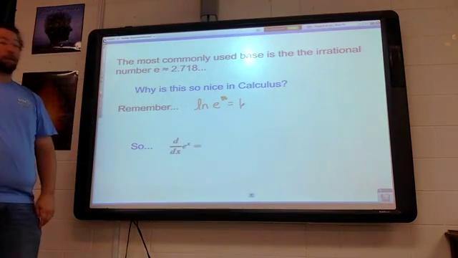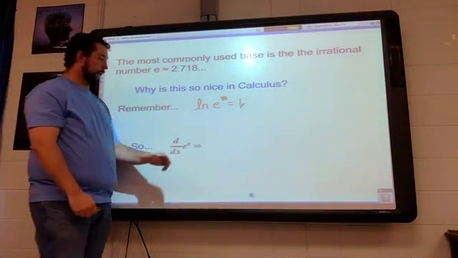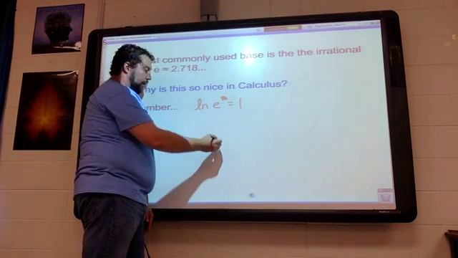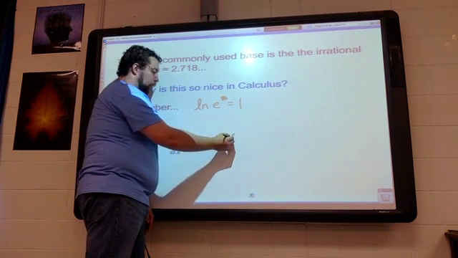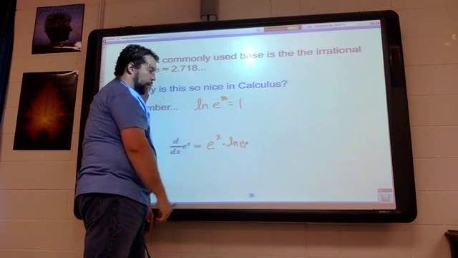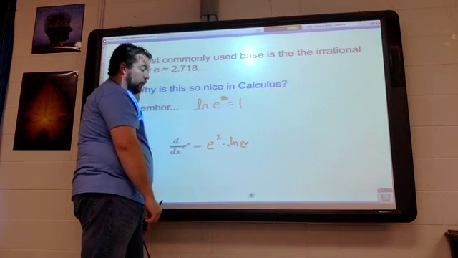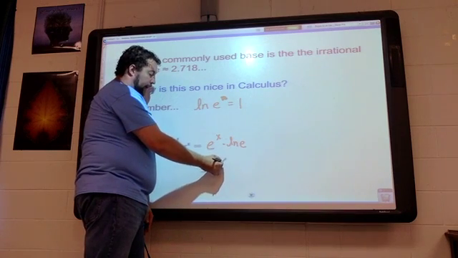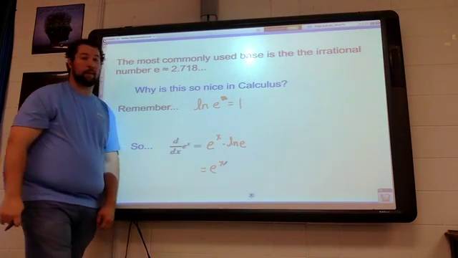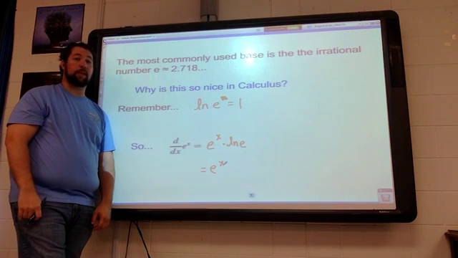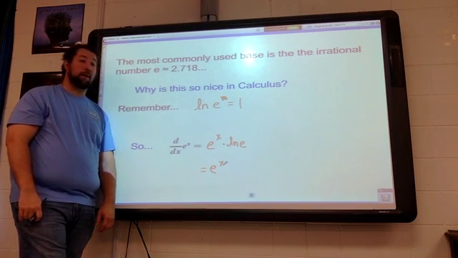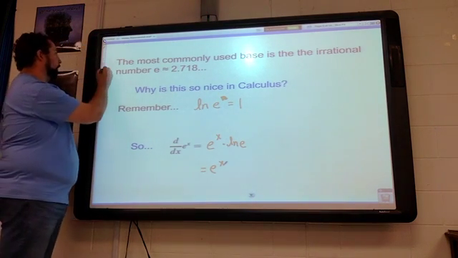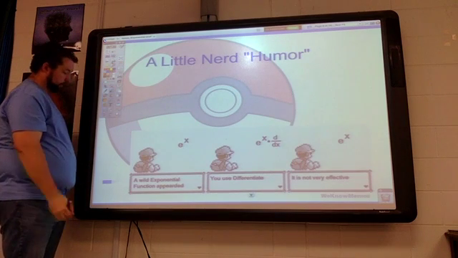So when we take the derivative of e to the x, using that derivative rule we just learned previously, we have e to the x times the natural log of e. The natural log of e is what? 1. So the derivative of e to the x is just, in fact, itself. e to the x, its derivative is e to the x. So if we found the 100th derivative of e to the x, you'd still have e to the x, which is quite nice. So I'm going to leave this here.